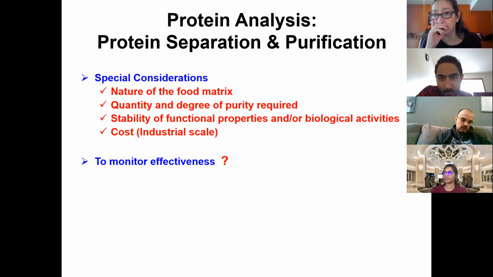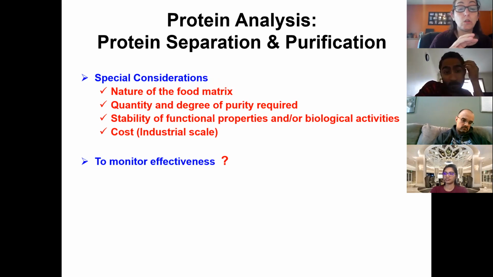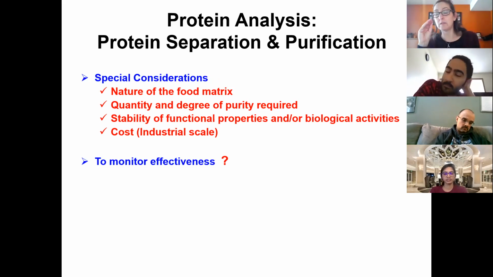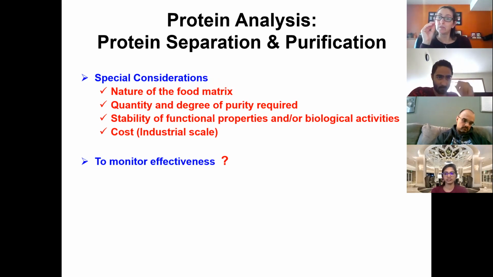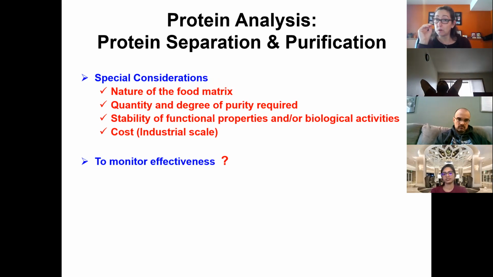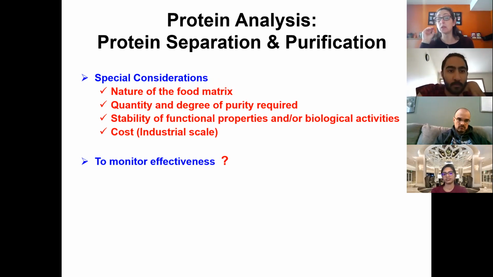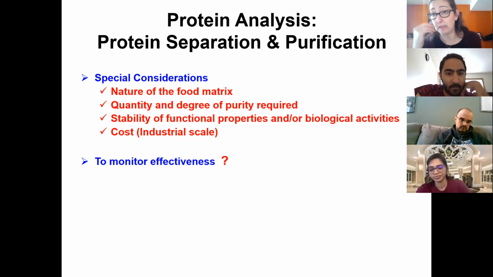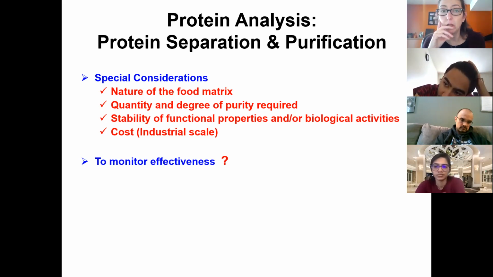So let me reveal some of this. Okay, so the nature of the food matrix is very important. What do we have? Interfering substances, fat. We need to remove it before we isolate. We don't want to form emulsion during our wet processing to remove protein. So we need to remove the fat so that there's no interference, and I can extract as much protein as possible.